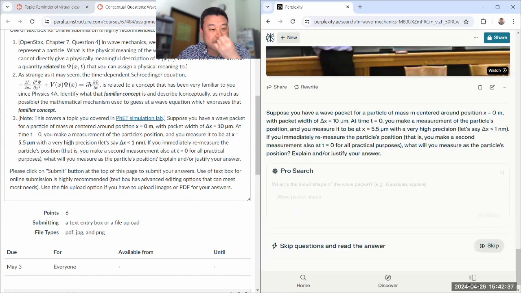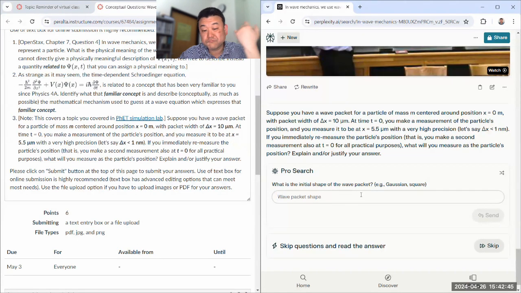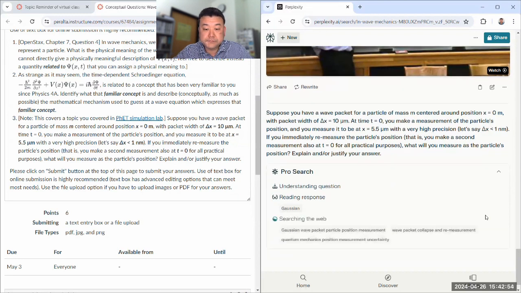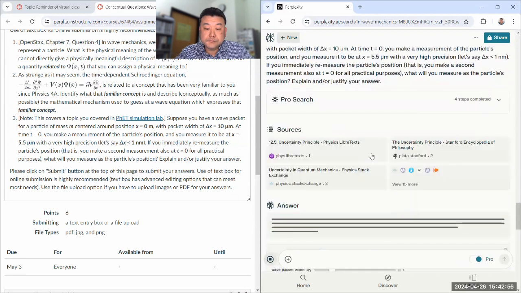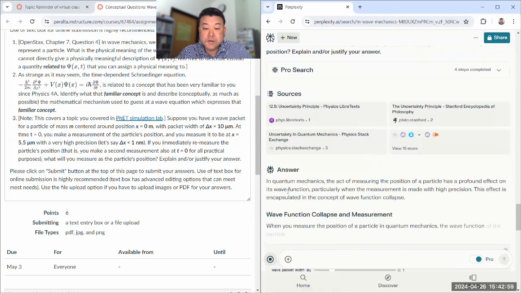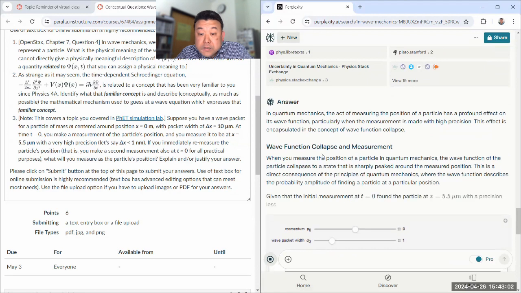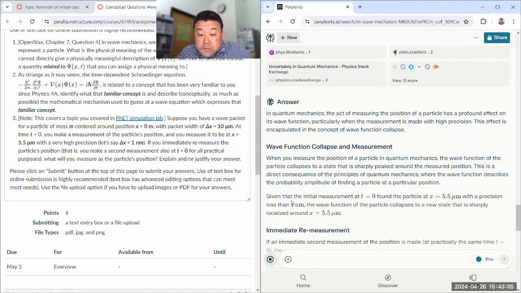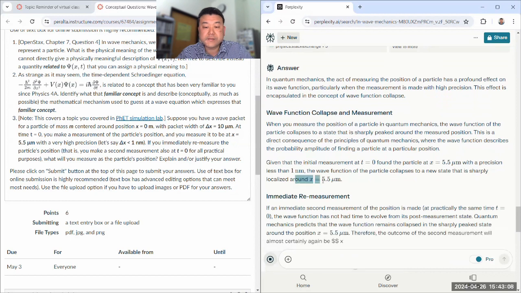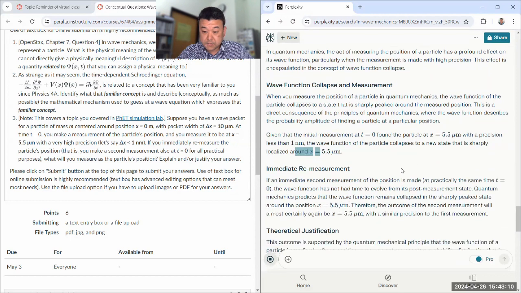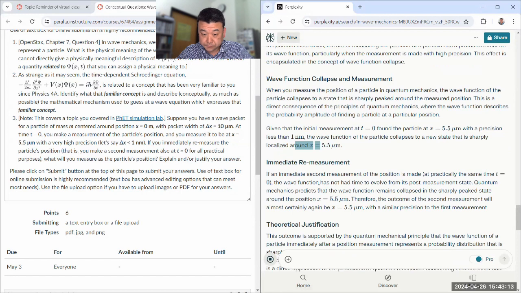So if you measure it immediately again, then it's gonna be at the same position within the precision. Initial shape of it, Gaussian. That's a Gaussian is what you would see in the simulation lab. Quantum mechanics has profound effect on wave function like collapse. Well, collapses to new state, yeah, like a delta function around that. An immediate measurement means, yeah, it'll be, yeah.